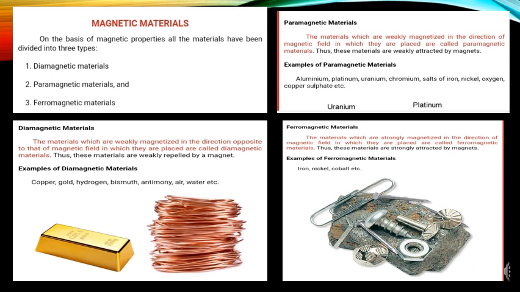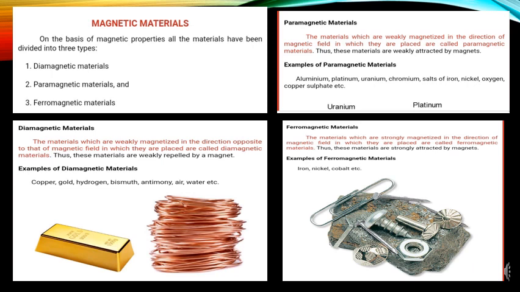Based on the attraction only, this categorization is done. So students, don't think that there are a few new terms which are very difficult to understand. Diamagnetic is something a magnet cannot attract. By seeing the examples, you can come to a conclusion about what diamagnetic materials are.